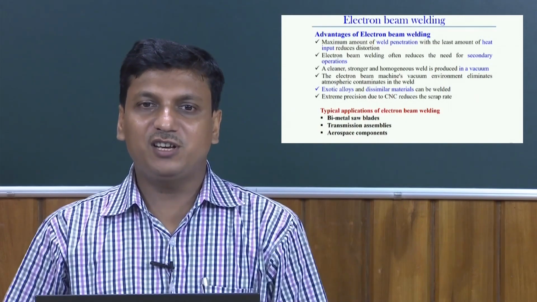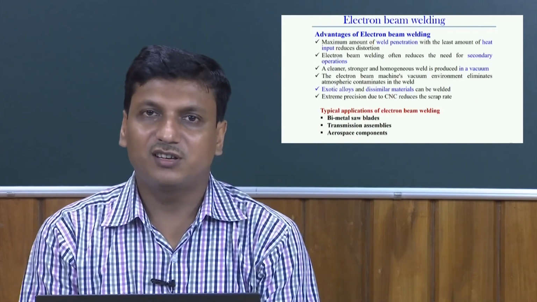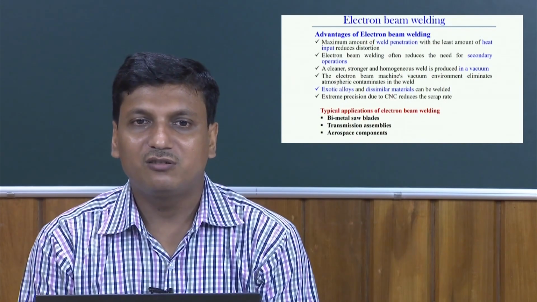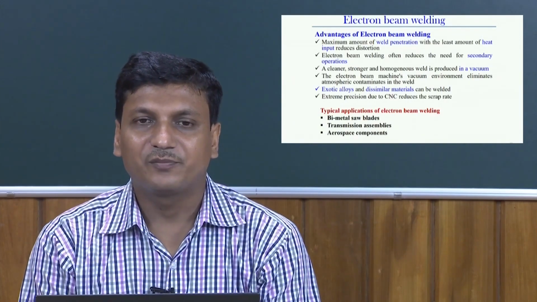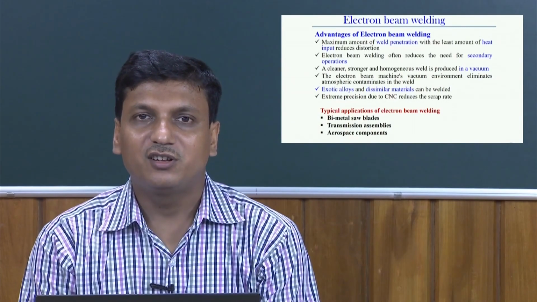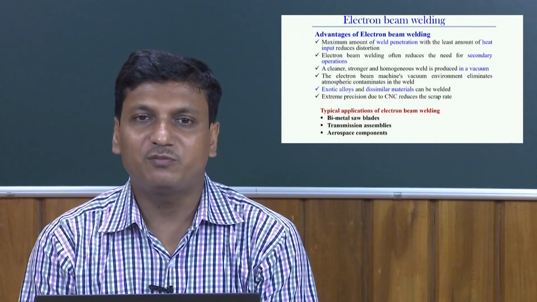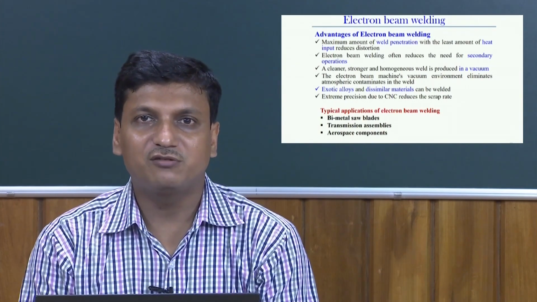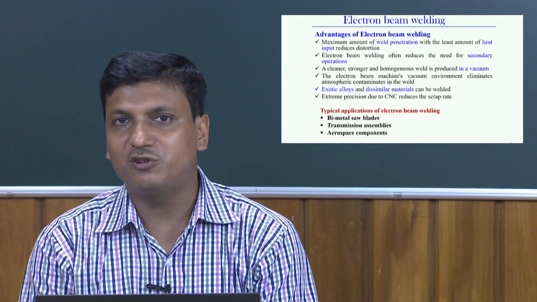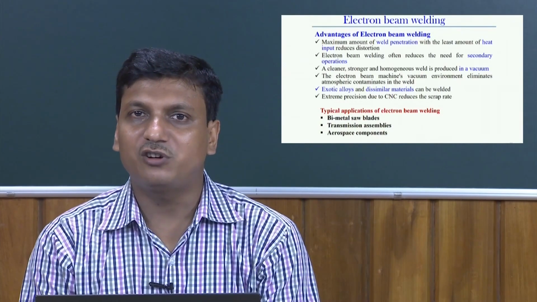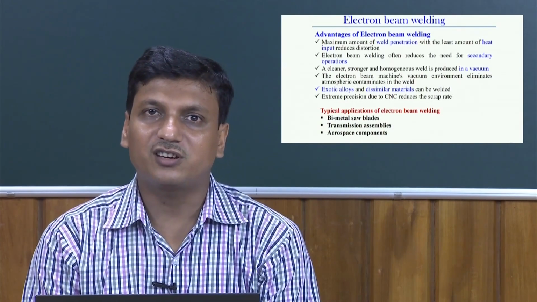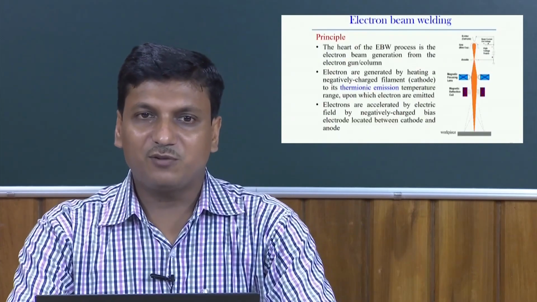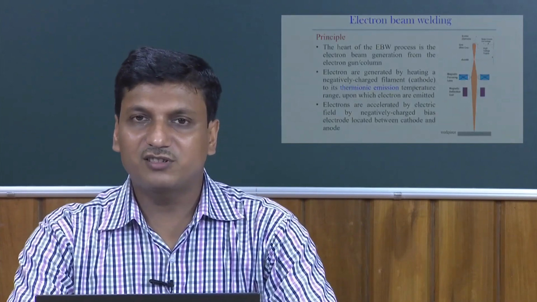But what are the typical applications of the electron beam welding process, specifically in industry? We see that bimetal saw blades can be welded using the electron beam welding process. In transmission assemblies we find applications of electron beam welding, and of course huge application in aerospace components, where the precision of the joints and homogeneity in the structure are the main important factors.